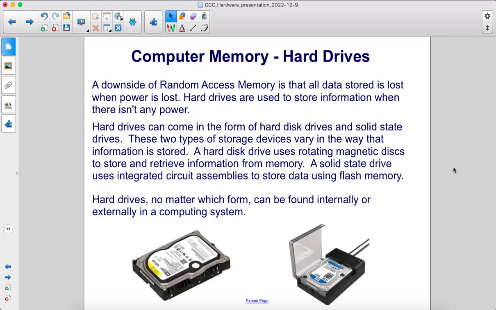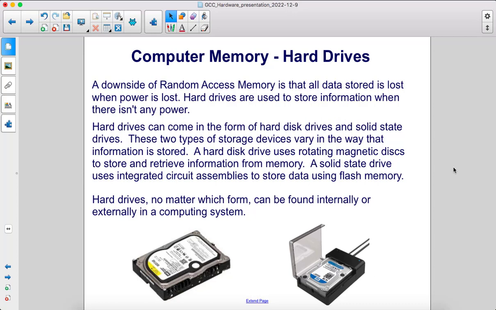A downside of random access memory is that all data stored is lost when power is lost. Hard drives are used to store information when there isn't any power. Hard drives can come in the form of hard disk drives and solid-state drives. These two types of storage devices vary in the way that information is stored. A hard disk drive uses rotating magnetic disks to store and retrieve information from memory.